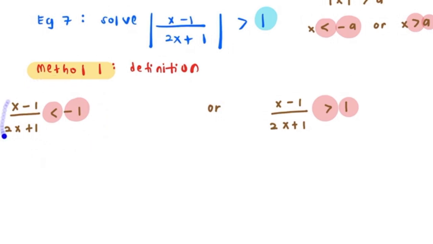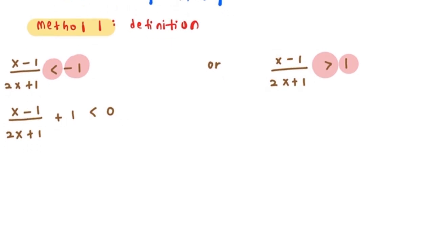Focus on solving these rational inequalities or fractional inequalities. So what are the steps? The first step is, recall the previous video, bring everything to one side. Make sure the right hand side is equivalent to 0. So you have to bring -1 to your left hand side. So this is x minus 1 over 2x plus 1 plus 1 less than 0. Make sure the right side is 0.